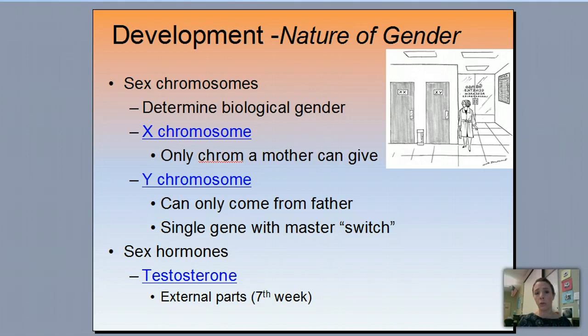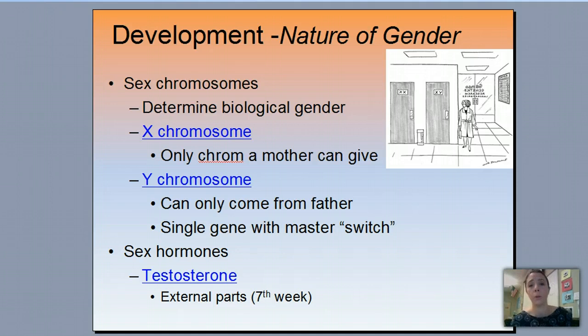So the X chromosome is the only chromosome a mother can give. Remember, XX are females. In bio, we used to say females are double crossers, right? And then males are XY. And that Y chromosome really doesn't code for a lot, but what it does have is a single gene that's considered like a master switch for testosterone production. So I can only get a Y chromosome from a male.